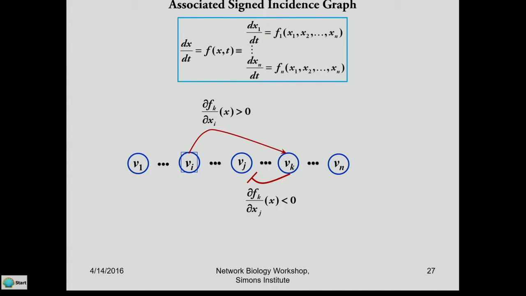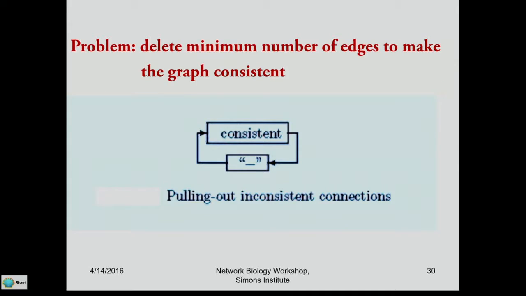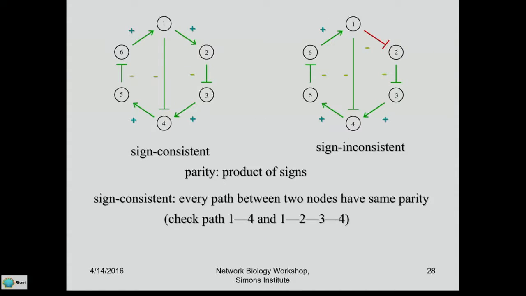So we again have the differential equation model, and from the differential equation model you can get something called the associated sign graph. For every variable there is a node, and if the corresponding value of the derivative is positive or negative over all x, then you get an activation edge or an inhibition edge. Otherwise you don't get an edge, because the behavior is not well defined. And we also define a notion of sign consistency of the graph.